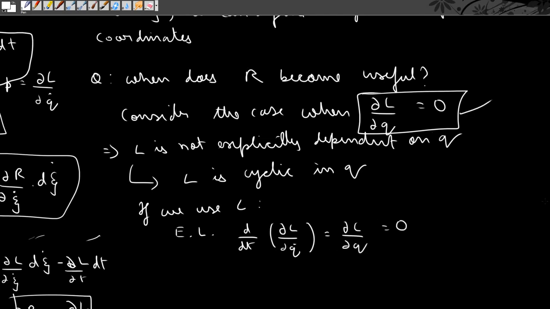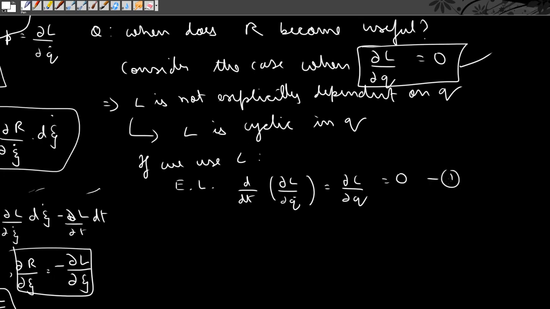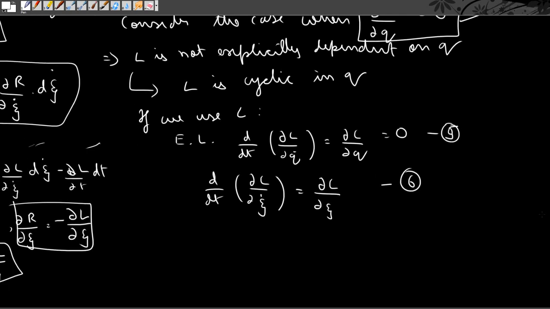So we have to solve this equation, which I am going to call equation number 5, since I already named some other equations as 1. And d by dt of dou L by dou xi dot equals dou L by dou xi. Okay, so this I am going to call equation number 6.